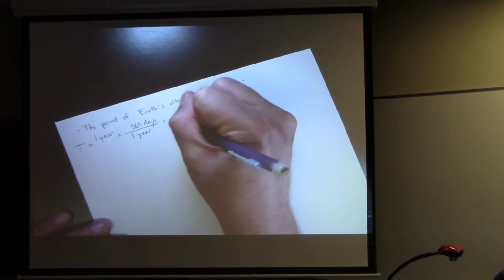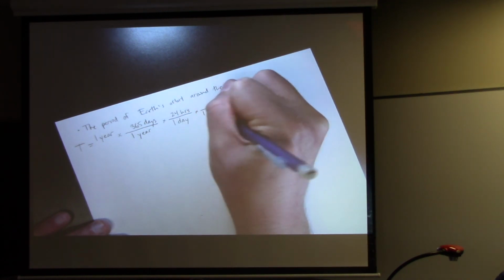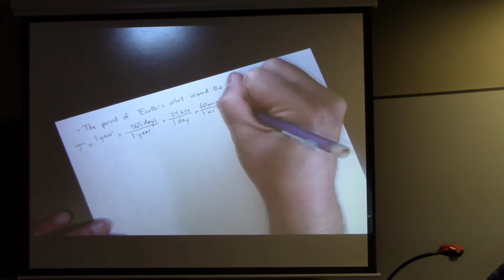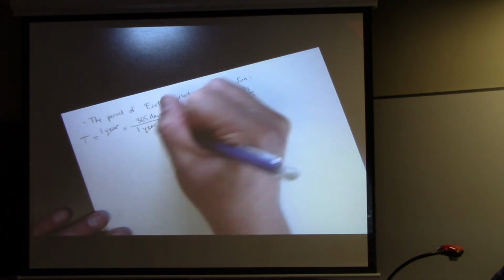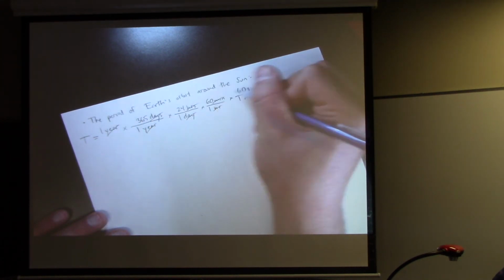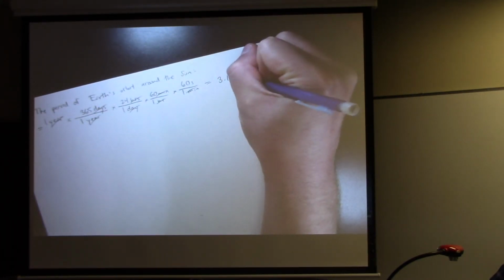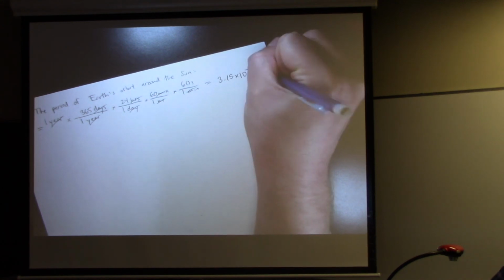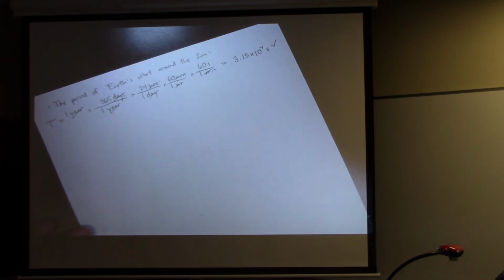Every 1 day has 24 hours. Every 1 hour has 60 minutes. And then every 1 minute has 60 seconds. So let's cancel out years, cancel out days, hours, minutes. Okay. So how many seconds does it take for the Earth to go around the Sun? It's 3.15 times 10 to the 7 seconds. Okay, so in other words, about 31 million and a half seconds is a year. Cool. Let's do something else with this.